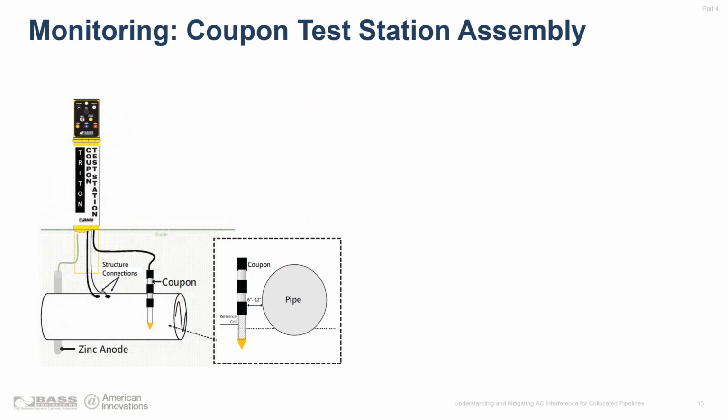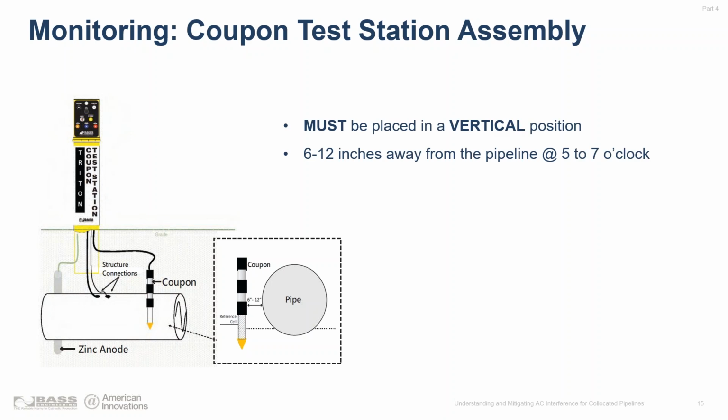Now, when we're installing these coupon test stations and coupons, you're going to want to install those coupons in a vertical position. They're going to be roughly 6 to 12 inches away from the pipeline at the 5 to 7 o'clock position. Now, because those coupon test stations also have a lot of other connections, you can have your structure connections onto the pipeline, and you can have your zinc anode connections connected to there as well, and you can always take those measurements at a later time.